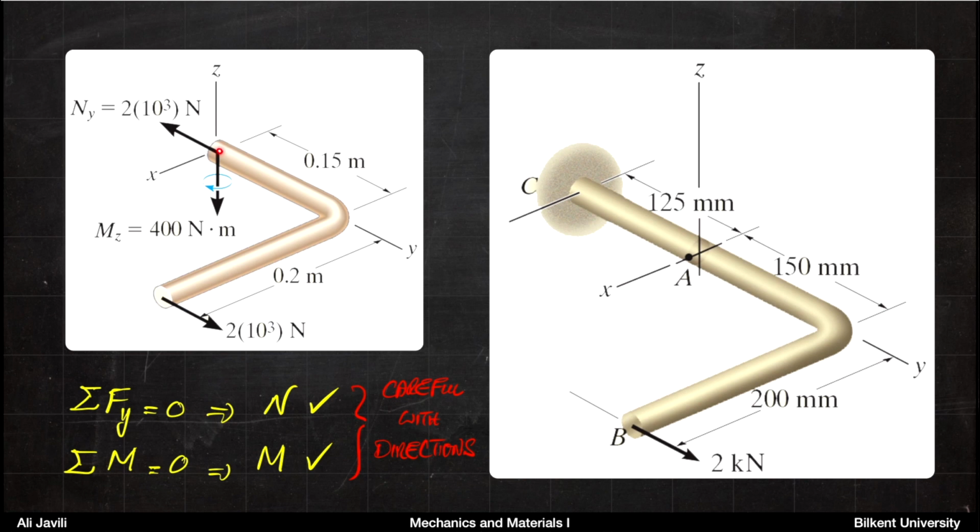So if you look at this piece now, you can clearly imagine, in order to keep this in equilibrium, because you apply a force of 2 kilonewton in the y direction, you would need the same force in the opposite direction. So that gives you a normal force on that cross section. But then these two forces cause a moment of 400 Newton meter. So in order to have equilibrium again, you would need a moment which is in the opposite direction. All right, so you can calculate the normal force and moment at the cross section. This is our first step.